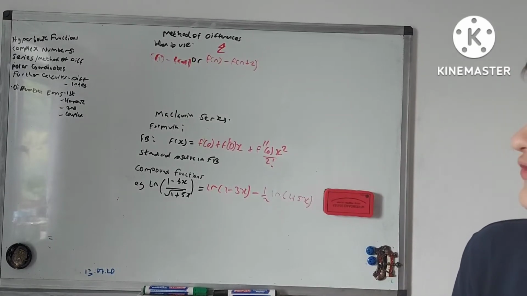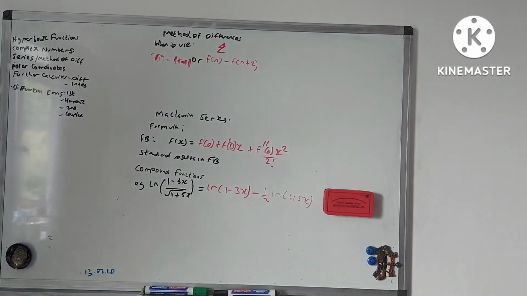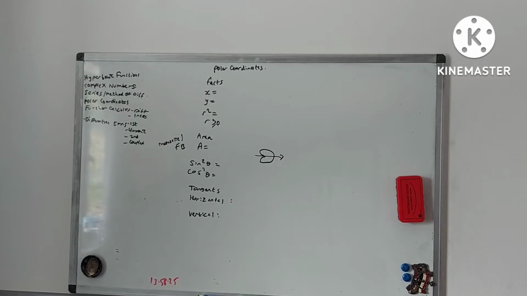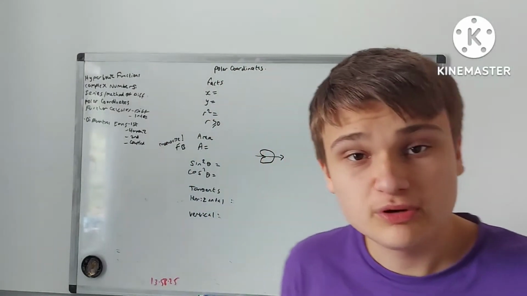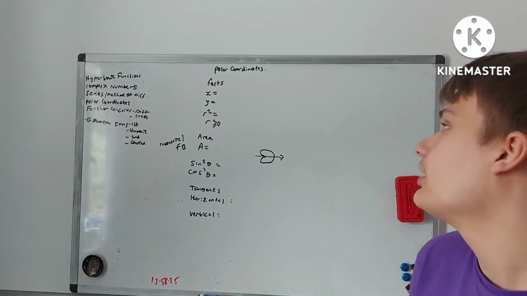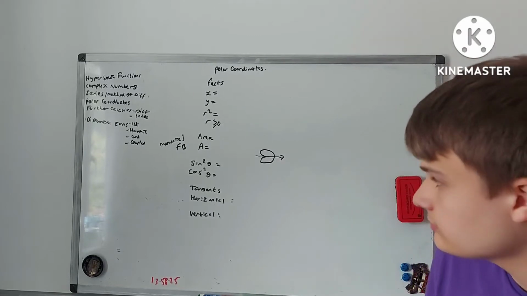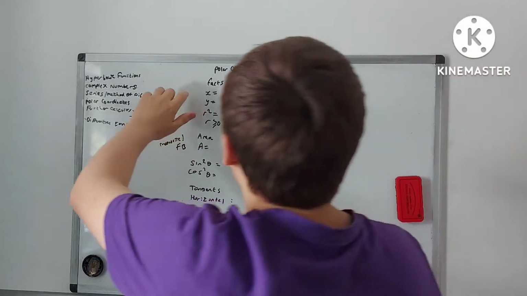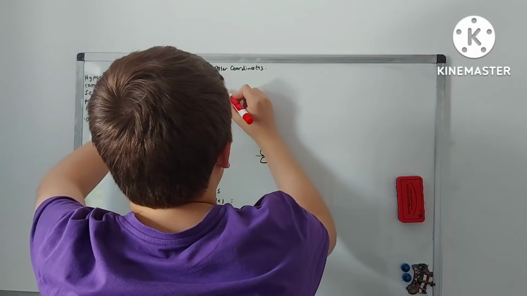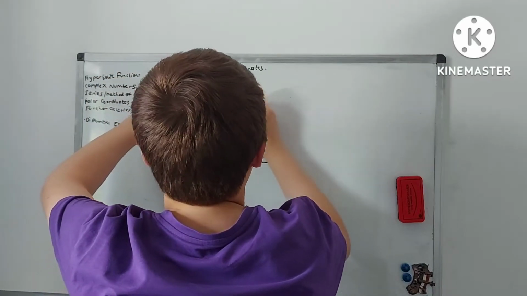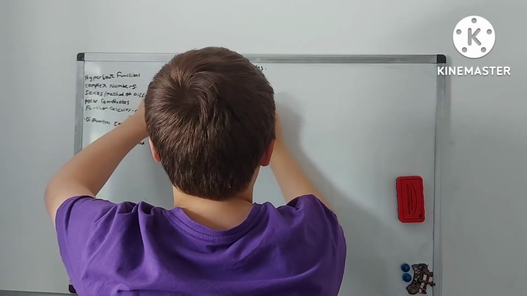Next up is polar coordinates. Okay, so now we're on to polar coordinates. Now, for polar coordinates, we've got the facts we need to remember. x is r cos theta, y is r sin theta.